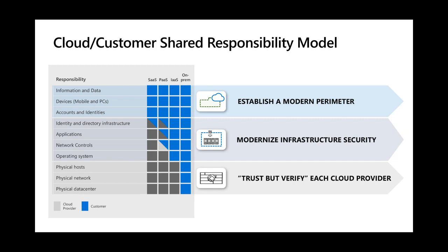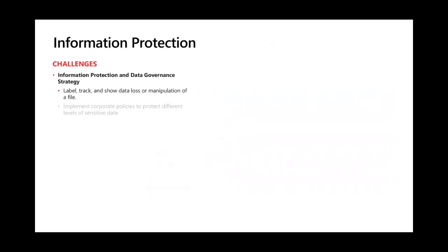The second thing is the devices. You're allowing a lot of people to connect from different devices across the world. How are you going to protect this? And then third, and one of the most important things, as I mentioned, is the accounts and the identities. Let's think of the three things: the information protection, the devices, and the identity.